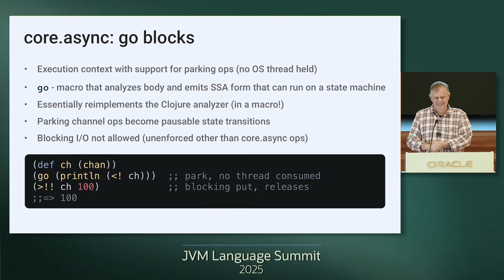How do we do that? So we did that in a library, a Clojure library with a macro. And this Go macro actually analyzes the body and emits it into an SSA form. You may have heard about that today. If only there was something useful we could do with that SSA form. So we have the ability to run that on a state machine.